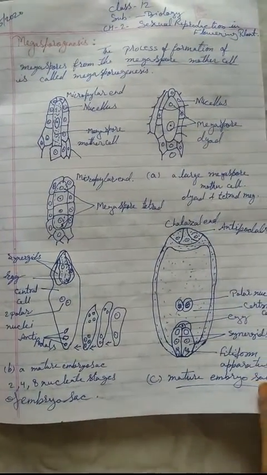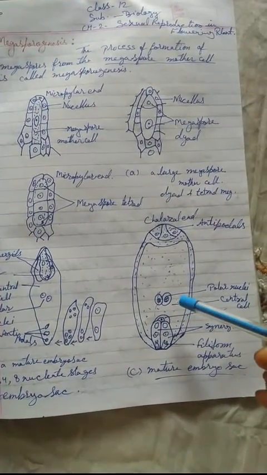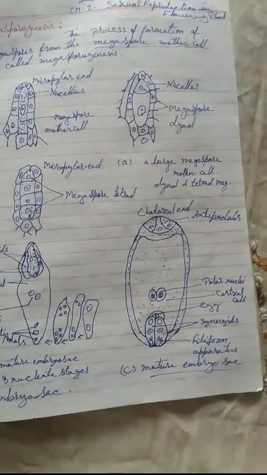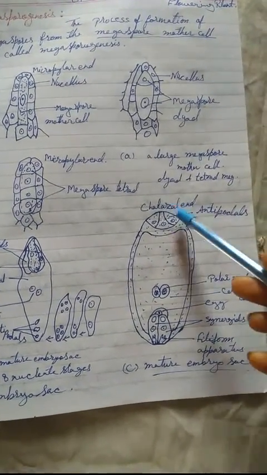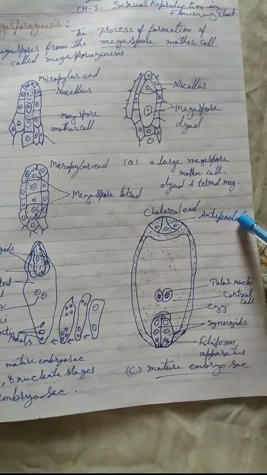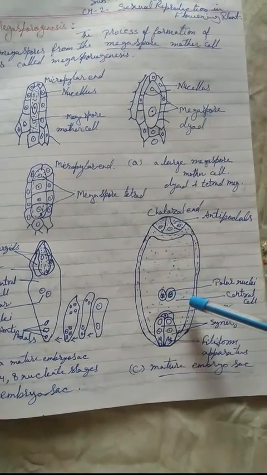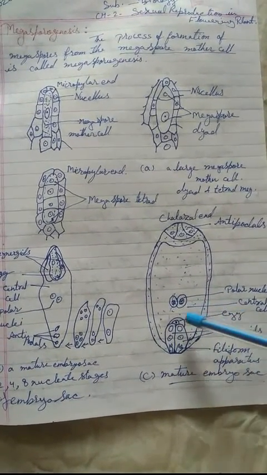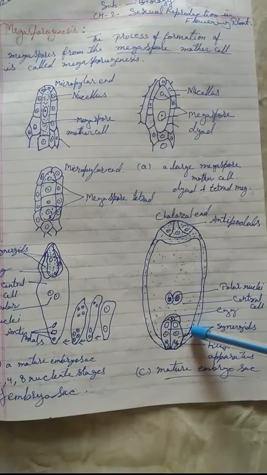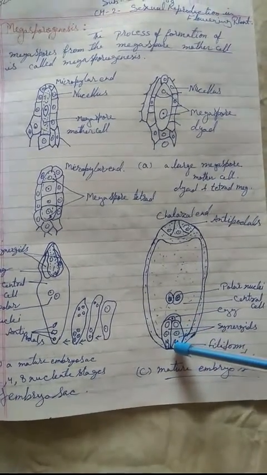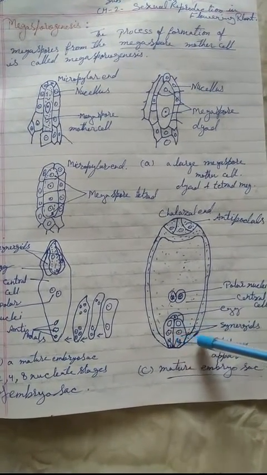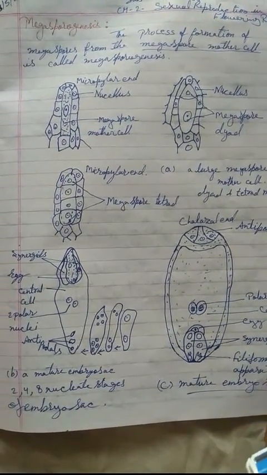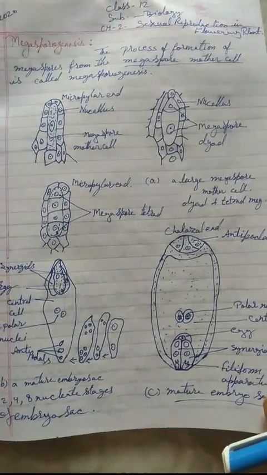Embryo sac, mature embryo sac, seen in the figure. Chalazal end and antipodals, central cell with polar nuclei, egg cell attached to the synergid cells, filiform apparatus. The synergid cells have the filiform apparatus. It is a mature embryo sac. Let us discuss this.